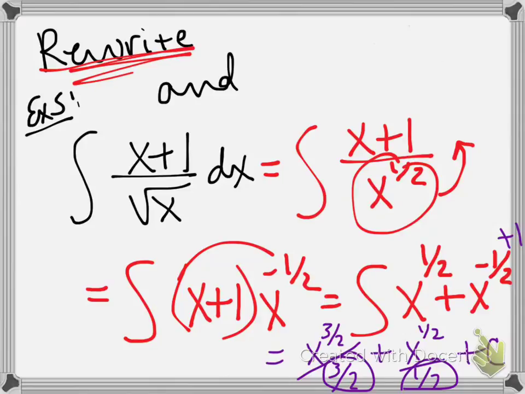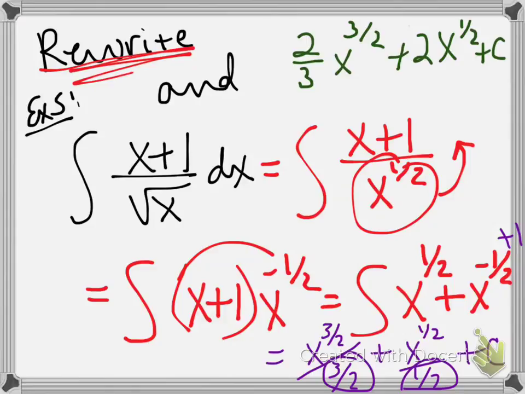So the first thing I'm going to do is clear some space up here. And then I'm going to write the 2/3 x to the 3 halves plus 2 x to the 1 half, because 2 is the reciprocal of 1 half, and then of course plus c. And so that's my actual final cleaned up solution.